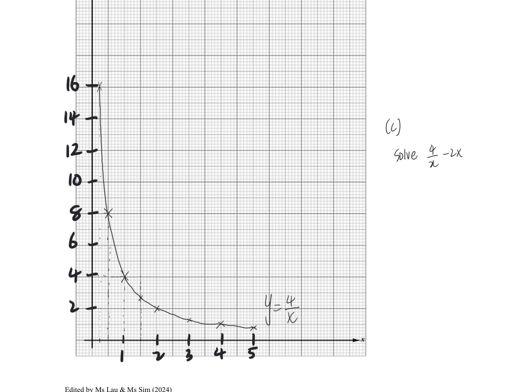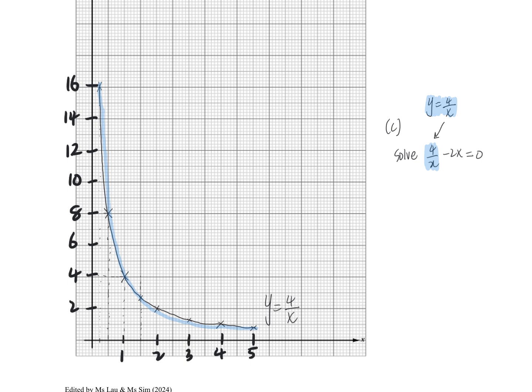Okay, this is the important part. I told you, right? Suitable line will definitely be tested. So this is my curve. I want my curve to intersect something so that I can solve. Can you see this is my curve?